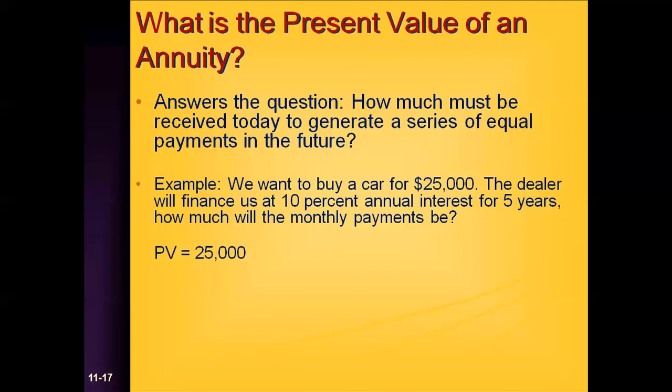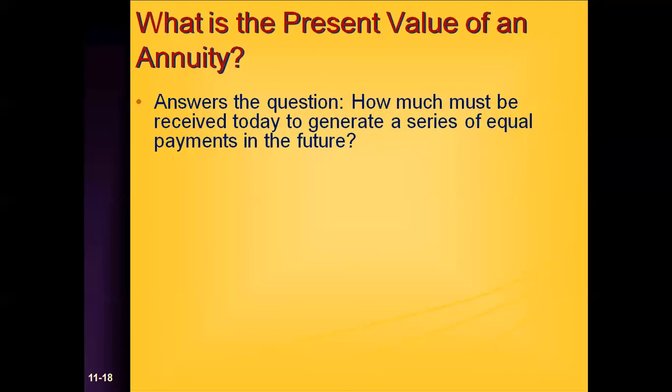So here again, your present value is $25,000, because you're buying the car today. The future value doesn't apply. Your rate of interest is 10%. You're looking for monthly payments, so that's 12 periods per year, and therefore you're going to be doing this over 60 months. 5 times 12 equals 60. So what's the answer here?